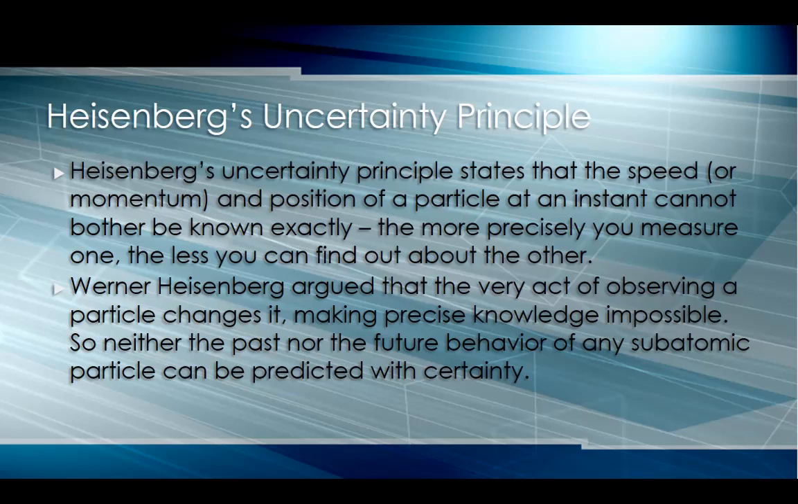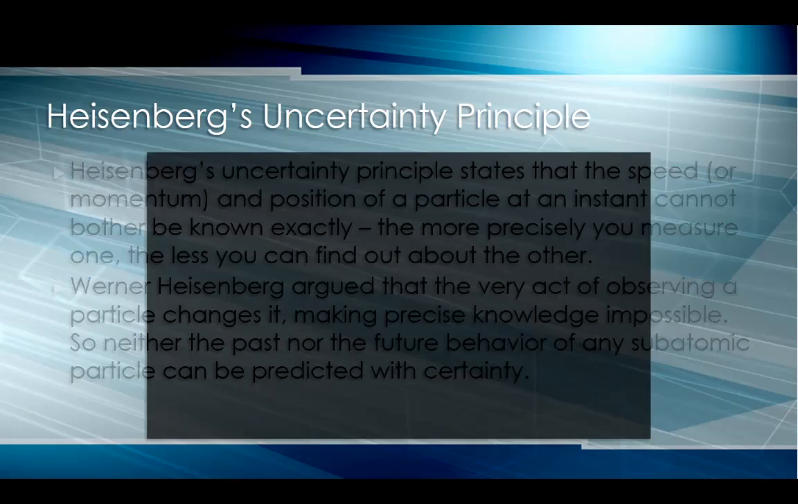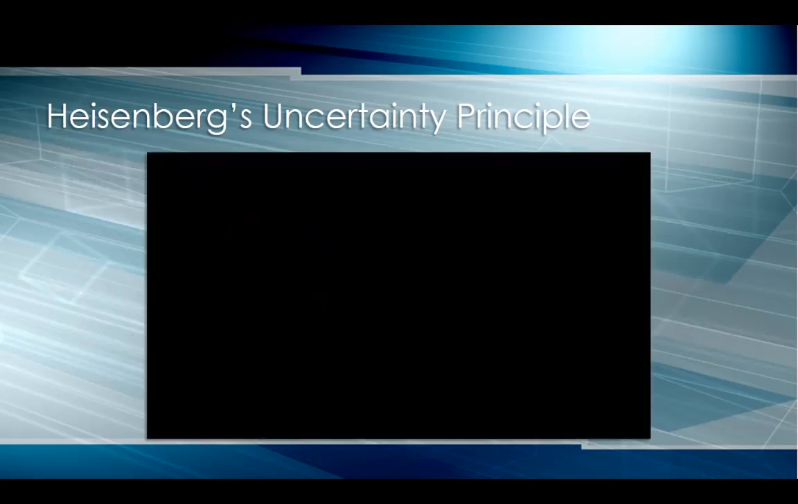So neither the past nor future behavior of any subatomic particle, remember your protons, neutrons, electrons that we've talked about, can be predicted with any sort of certainty. And we use this term a lot to talk about the fact that things are kind of unclear, but I think the video that I'm going to show you here will give you a much better understanding of how the Heisenberg uncertainty principle works in physics and how we have adopted and used it in other areas. So let's go ahead and watch this video, and then we can talk a little bit about it.